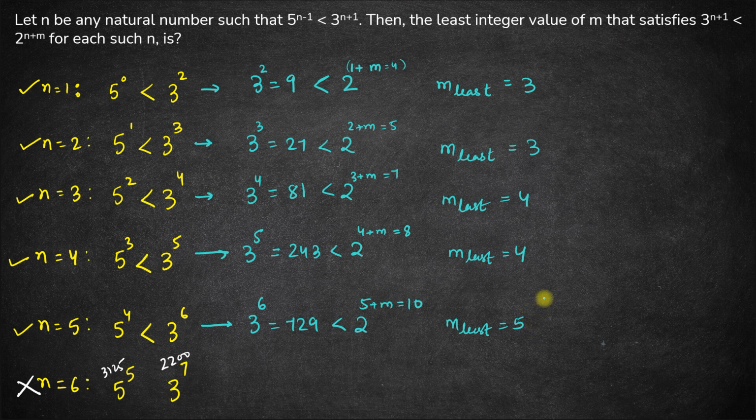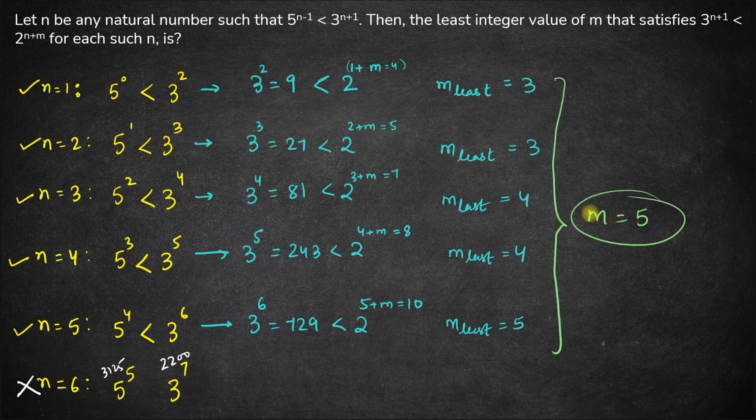Okay. Now considering all these cases, what is the least possible value of m which satisfies this inequality for all possible values of n? The least possible value will be the highest of these. The least possible value of m is 5. If you say the least possible value is 3, 3 will satisfy this case and this case, but in these cases it will not be satisfied, right? But we want to satisfy all the possible cases. We want to figure out the value of m which will satisfy for any value of n. So for any value of n, the least possible value will be 5.